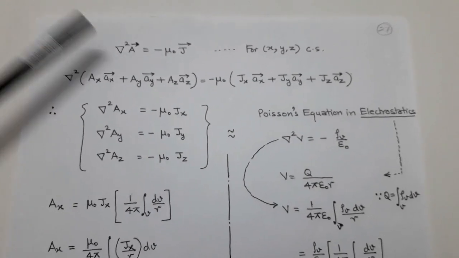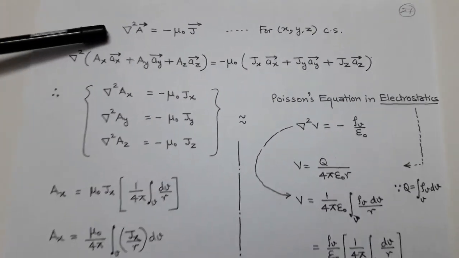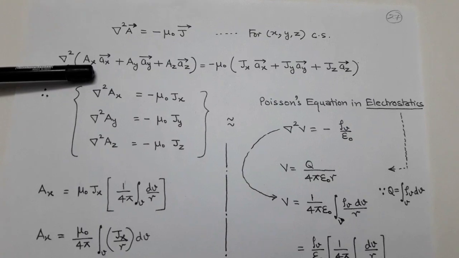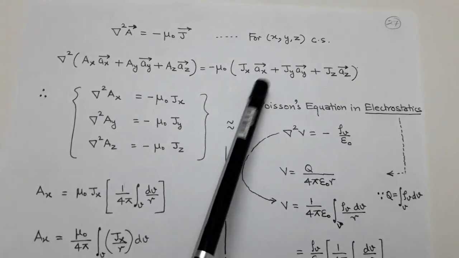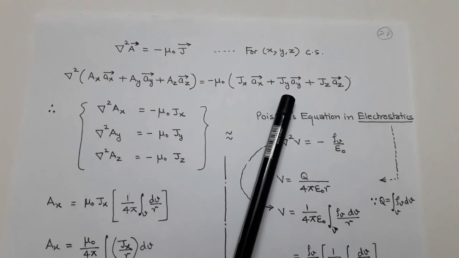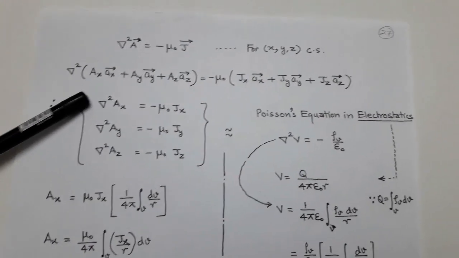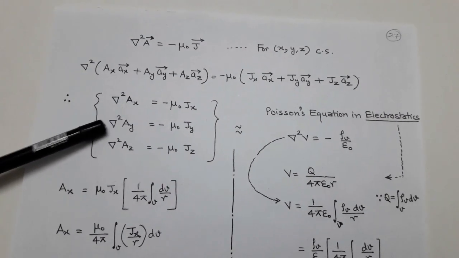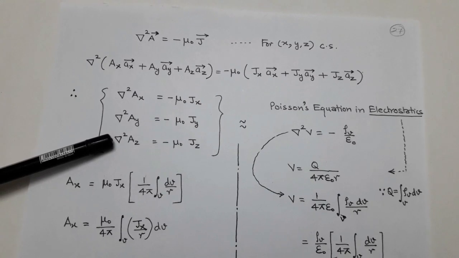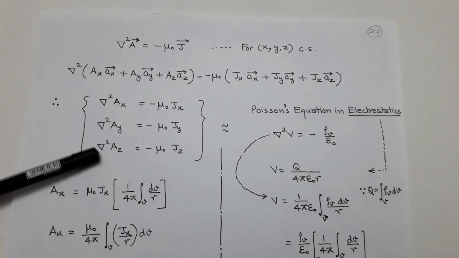So here we use the vector Poisson's equation in the Cartesian coordinate system, that is XYZ. The vector magnetic potential in the Cartesian coordinate system is written as Ax unit vector x plus Ay unit vector y plus Az unit vector z. Similarly, J vector in Cartesian is written as Jx unit vector x plus Jy unit vector y plus Jz unit vector z. Now after equating the left side and right side, we get three equations, that is del square Ax equals minus mu naught Jx, del square Ay equals minus mu naught Jy, del square Az equals minus mu naught Jz. So these are the three Poisson's equations in magnetostatics.